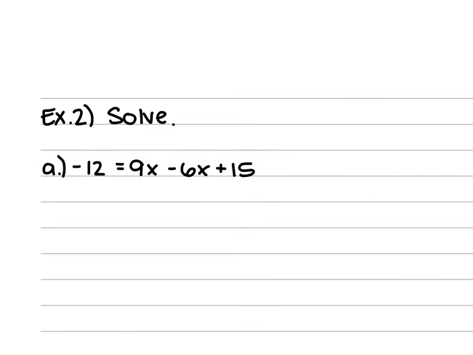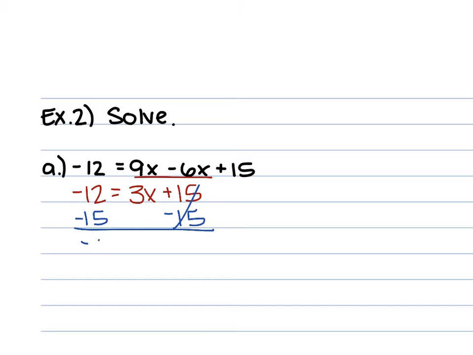For example 2a, we have negative 12 is equal to 9x minus 6x plus 15. We're going to combine our like terms. So this is going to give us negative 12 is equal to 3x plus 15. We subtract the 15 from each side. We get negative 27 is equal to 3x. We divide by 3. We get that x is equal to negative 9.